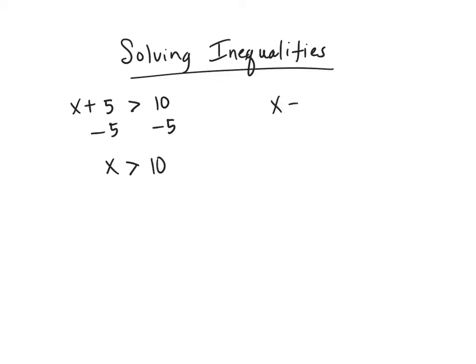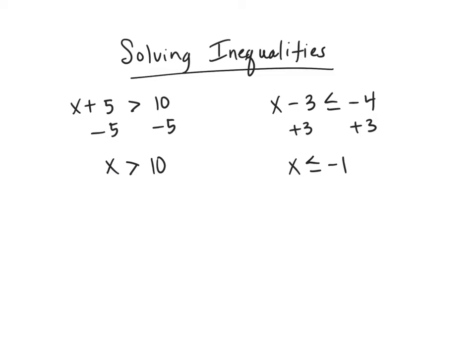If I had x minus 3 is less than or equal to negative 4, again, to get x by itself, I get rid of the minus 3 by the inverse operation. I add 3 to both sides. So x is less than or equal to negative 4 plus 3, which is negative 1.